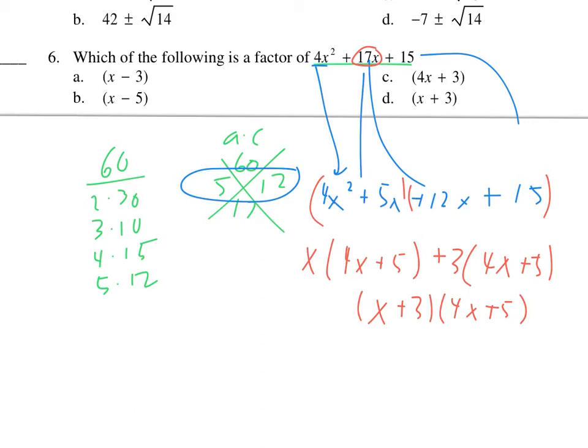And so it says, which of the following is a factor? You can see they leave these in parentheses, so I just have to find the one that's there, and it looks like it is D. C is not quite right. It should be 4x plus 5.